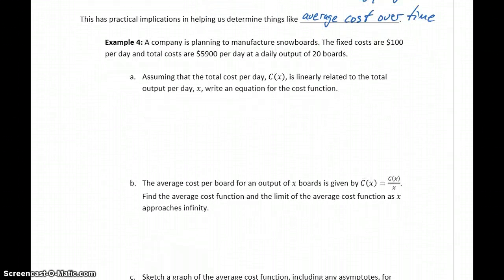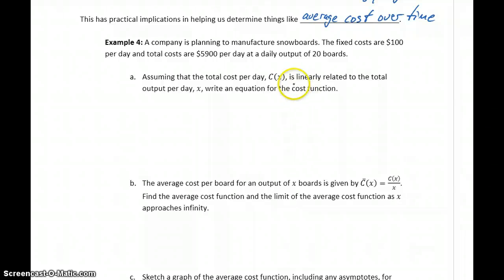So for instance, in our first example, a company is planning to manufacture snowboards. The fixed costs are $100 per day. Total costs are $5,900 per day at a daily output of 20 boards. So assuming the total cost is linearly related to the total output per day, we first need to set up an equation for the cost function.